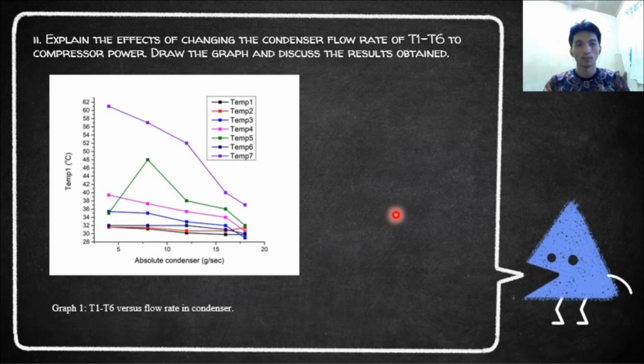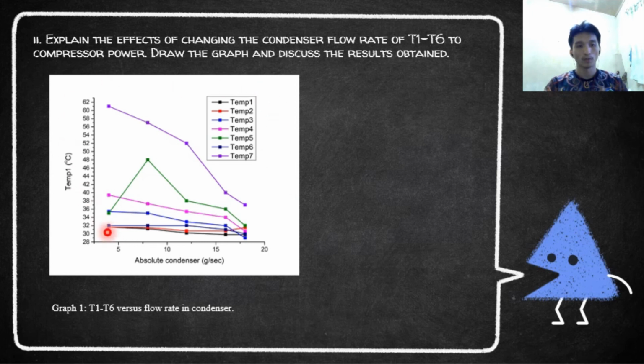Next, I move to the second question under discussion, which is to explain the effect of changing the condenser flow rate on T1 to T6 and the compressor power, and draw the graph and discuss the result obtained. As you can see here, this is the graph of T1 to T6 versus the flow rate in the condenser. There is a variety of colors in it, and each color represents a different temperature.